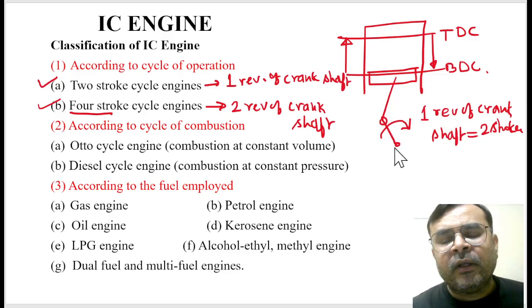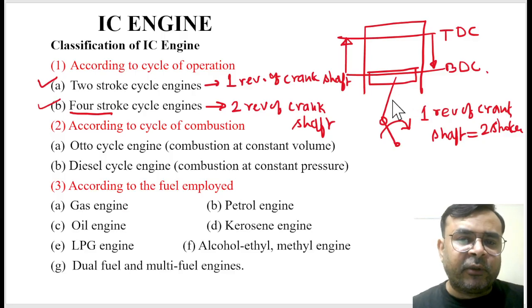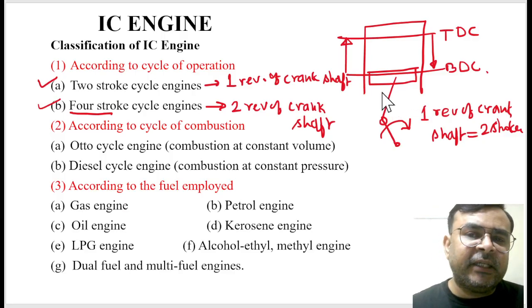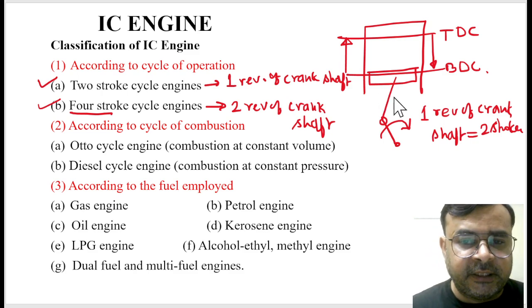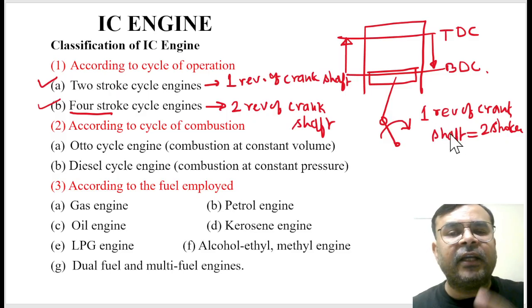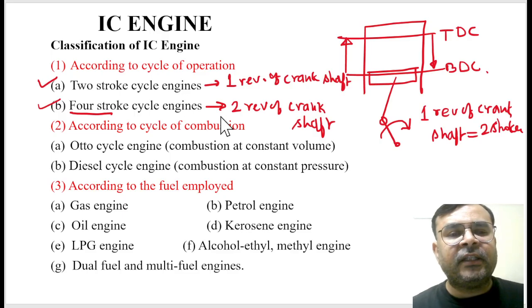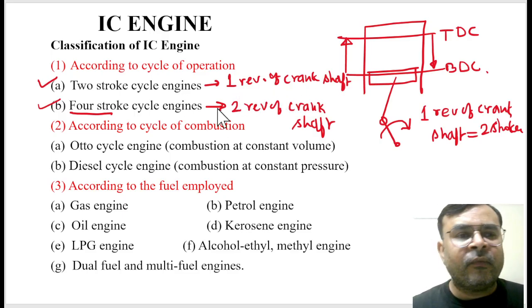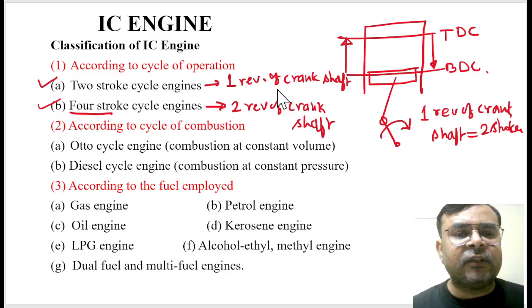See here, in one revolution of the crankshaft, basically the piston can reciprocate either from BDC to TDC and TDC to BDC, or from TDC to BDC and BDC to TDC, whatever you consider. Is it right? So in one revolution of the crankshaft we will have 2 strokes. So in a 2-stroke cycle engine, basically we have one revolution of the crankshaft, and in a 4-stroke engine we have 2 revolutions of the crankshaft. And what is the meaning of this one revolution?